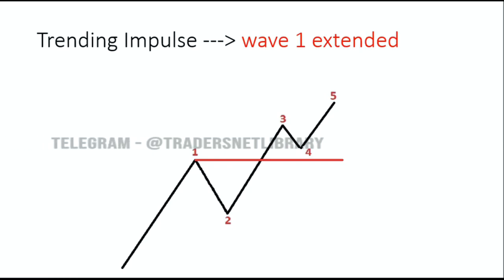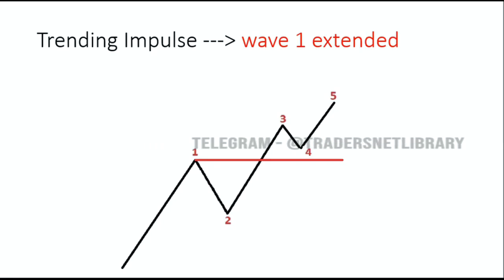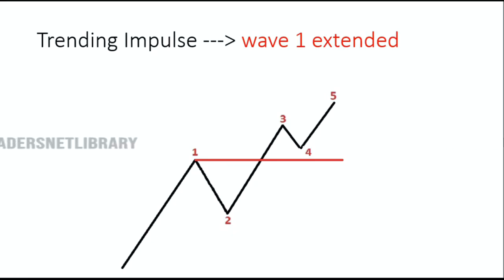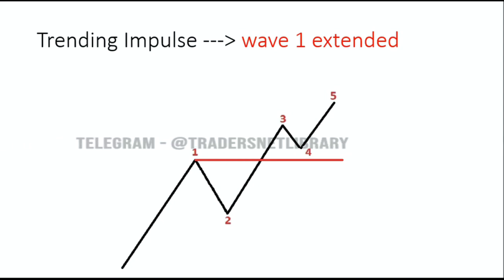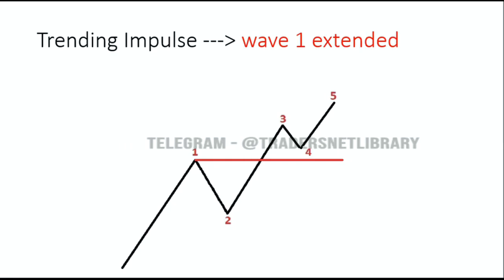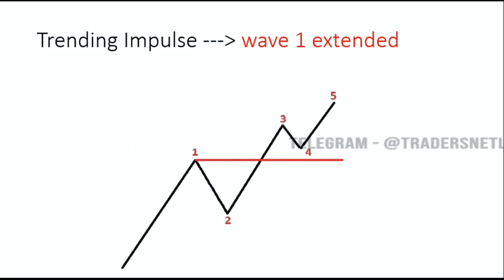Also, the correction wave after the extended impulse wave should correct it less than 161.8%. When wave 1 extends, then wave 2 must be more complex than wave 4. In this case, wave 2 should not correct more than 38% of wave 1. When wave 2 is larger in price and time than wave 4, our channel lines will be convergent, and when wave 4 is larger in price and time than wave 2, our channel lines will be divergent.